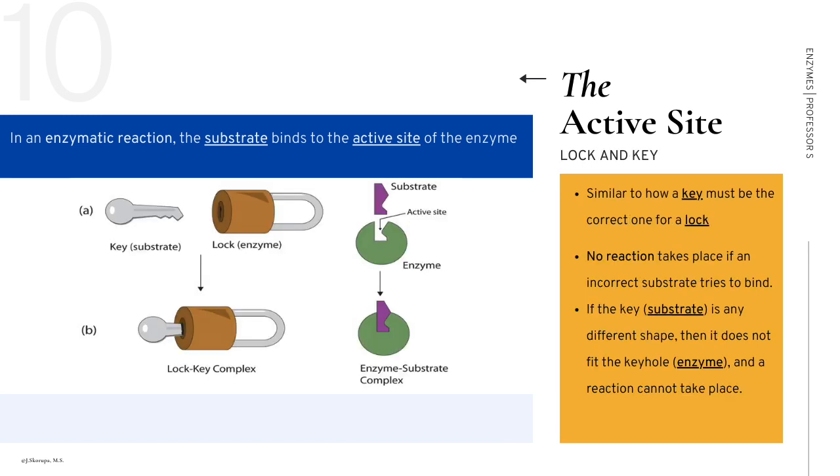To contrast this, another theory is the lock and key model, and this is similar to how a key has to be the correct one to fit a lock. No reaction takes place if an incorrect substrate tries to bind. This process is very specific in that only a particular key can fit into the keyhole of the lock. If the key is any smaller, larger, or simply a different shape, then it does not fit the keyhole and the reaction cannot take place. Generally, it's believed that enzyme reactions are a mix of both induced fit and lock and key.